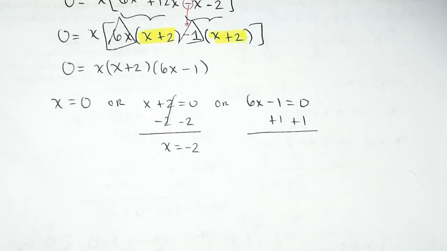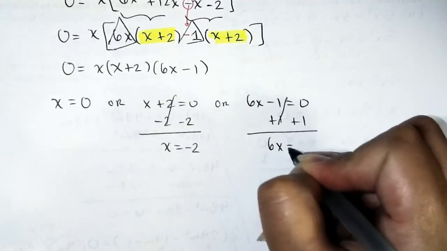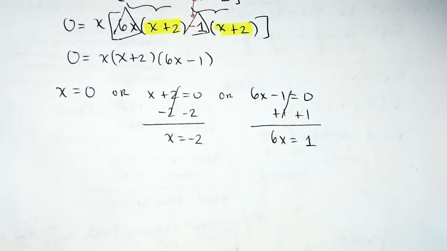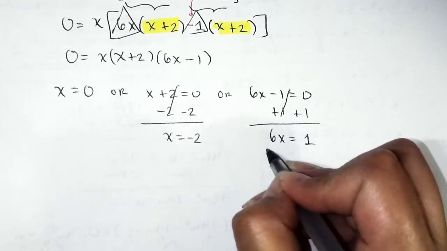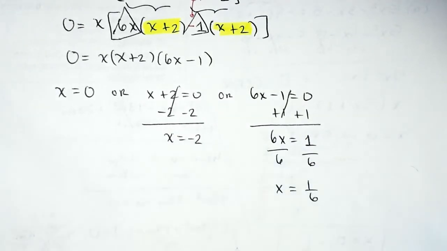To isolate that variable term, let's go ahead and add 1 to both sides, and that will leave us with 6x is equal to 1. To finish it off, to get rid of the times 6, let's go ahead and divide both sides by 6, and that will leave us with x equals 1/6.